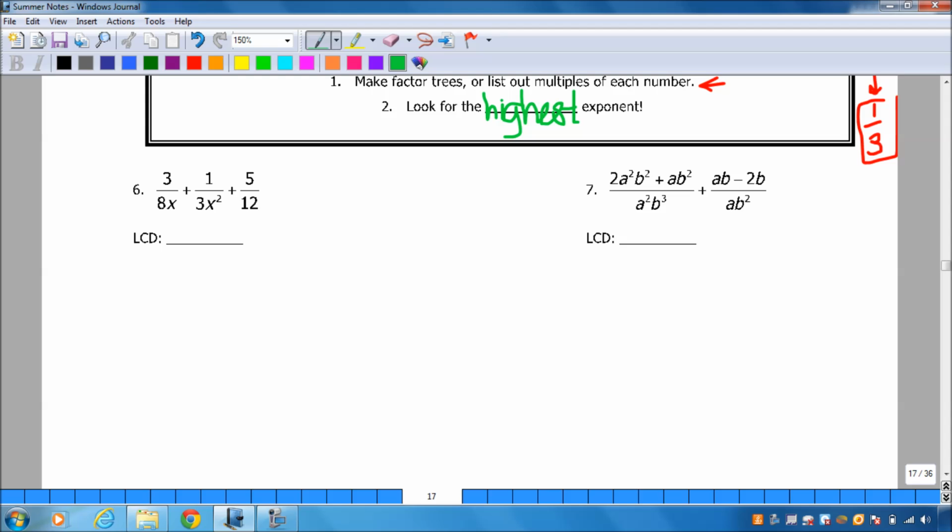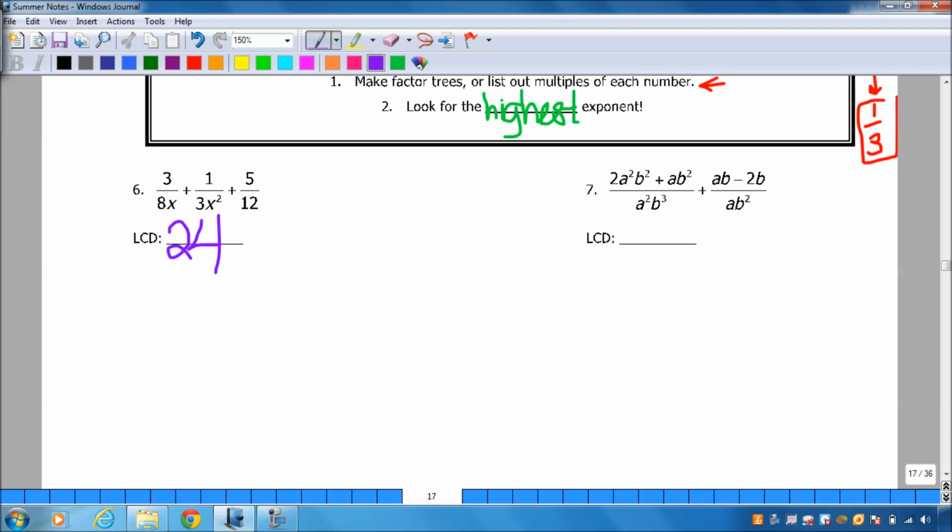Well, some multiples of 8 would be like 8, 16, 24, right? 32, 40, so on and so forth. Multiples of 3: 3, 6, 9, 12, so on and so forth. Multiples of 12 would be like 12, 24, 36. So what's the smallest multiple in common with all 3 of them? Hopefully you figured out that the smallest multiple in common is 24, okay? So that's part of my LCD, not the total LCD, okay?